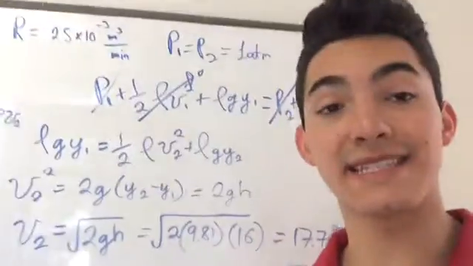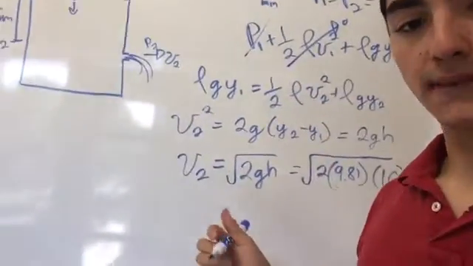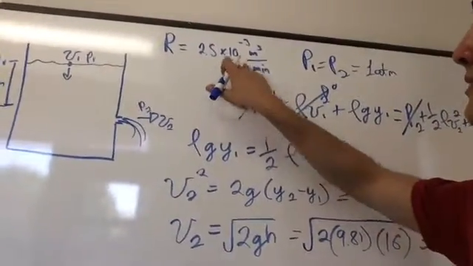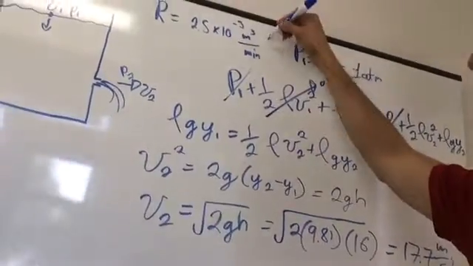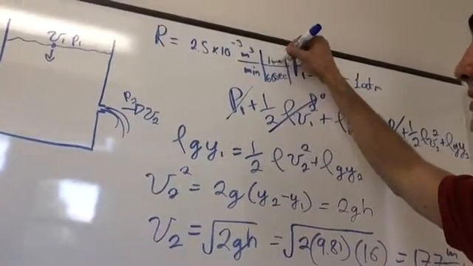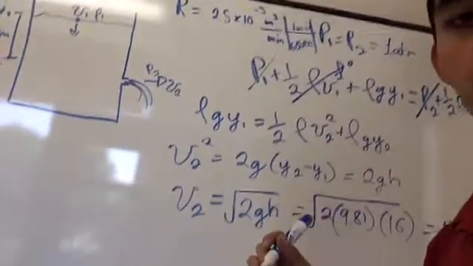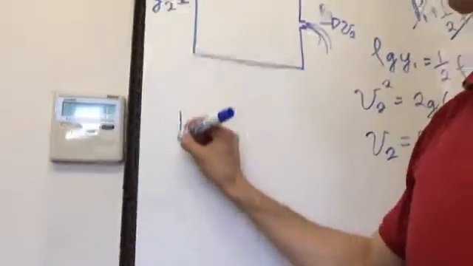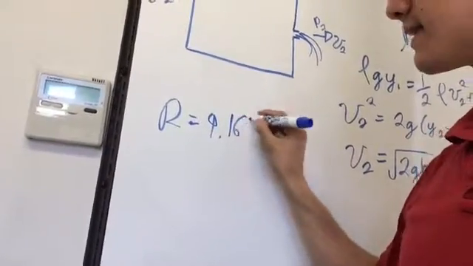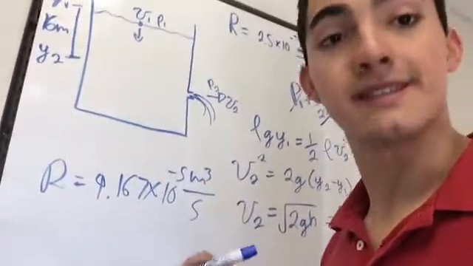Now, to obtain the diameter of the hole through which the water comes out, first we have to analyze again the rate of flow. The rate of flow is in meters cubed per minute, so we have to convert it to seconds, and we know that in 1 minute there are 60 seconds. So we divide the rate of flow by 60, and we obtain 4.167 times 10 to the minus 5 meters cubed per second.